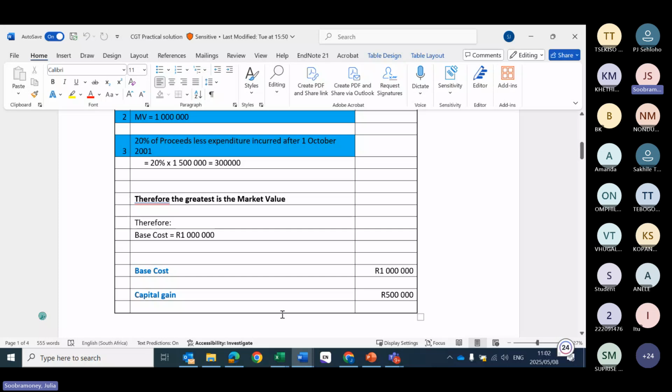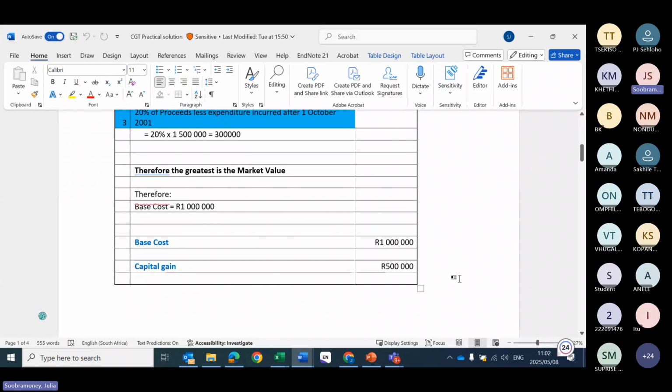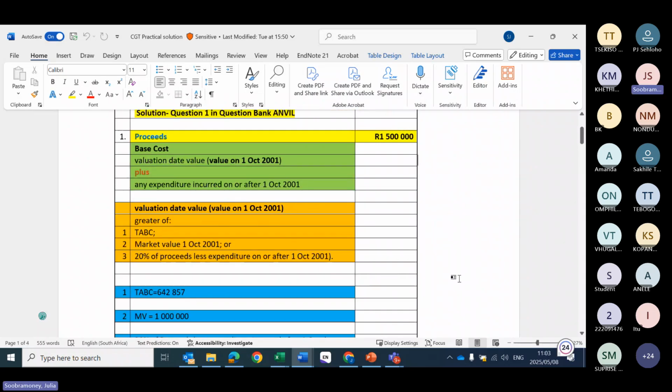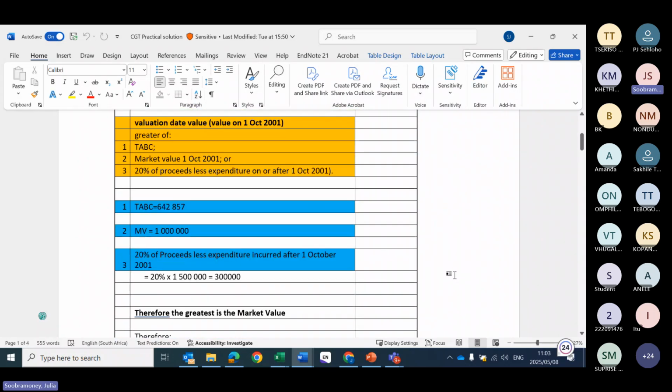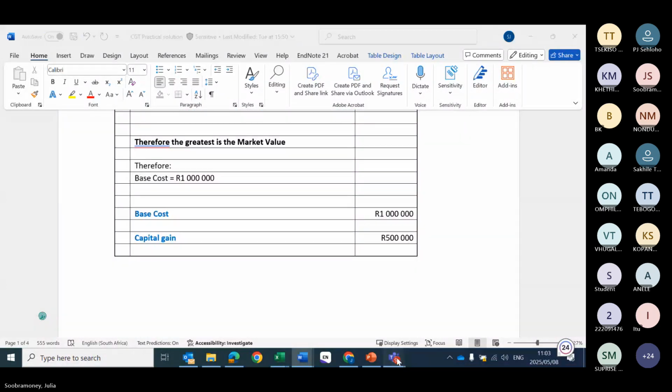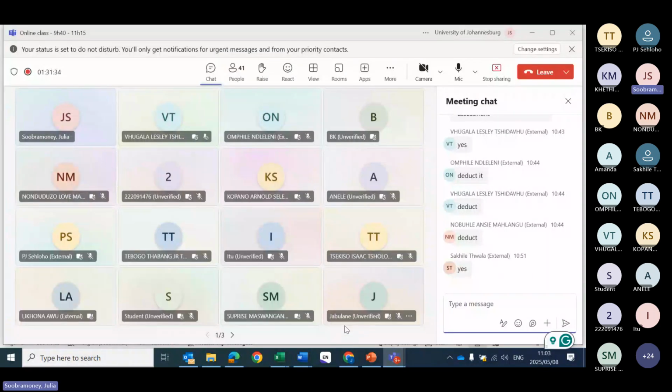Okay, everyone happy with this question? So it's a nice question to practice base cost on pre-valuation date asset. Okay, everyone happy? Just give me a thumbs up. Yes. No. Okay.